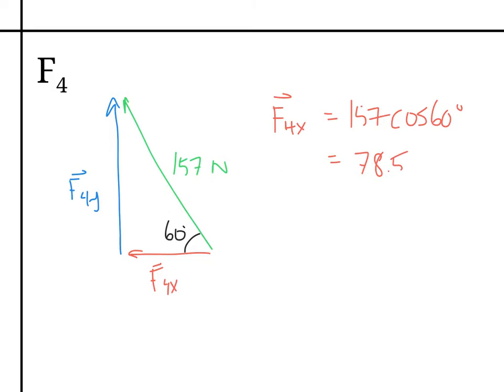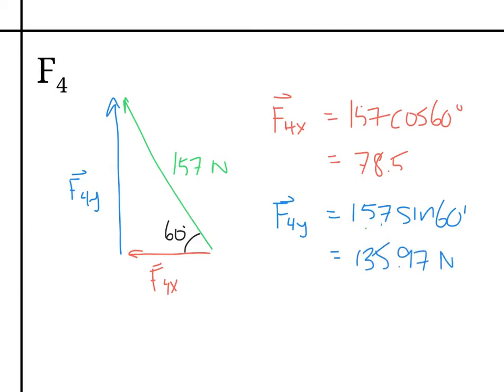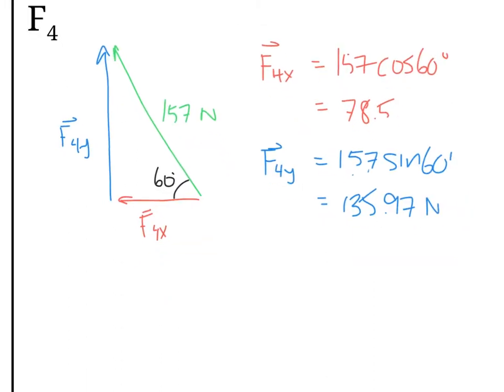And then we could do the same thing for the y component. F4y is going to be 157, and it's the opposite side. Oops, I should fix that. No, 157 sine 60, which is 135.97 newtons.